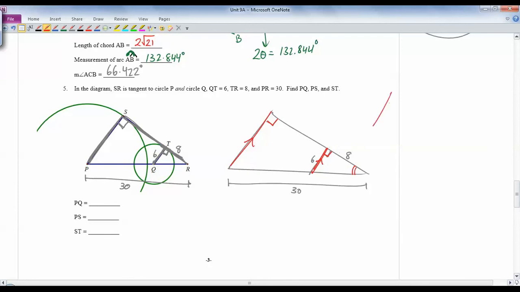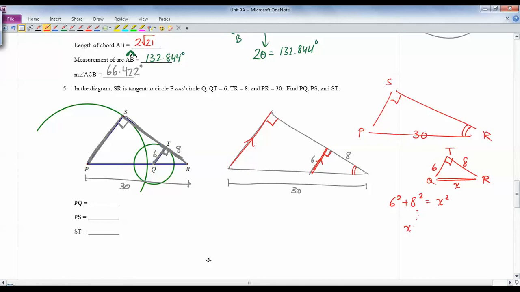So if I draw the big one by itself, here it is. Let's see, the letters are S, P, R, where this is 30. And then the little one looks like this, 6, 8, unknown, and it's T, Q, R. Okay, well, I can solve for QR, right? Because QR is just the hypotenuse of a right triangle. I'll call that x. So I got 6 squared plus 8 squared equals x squared, and if you work that out, you get x equals 10.